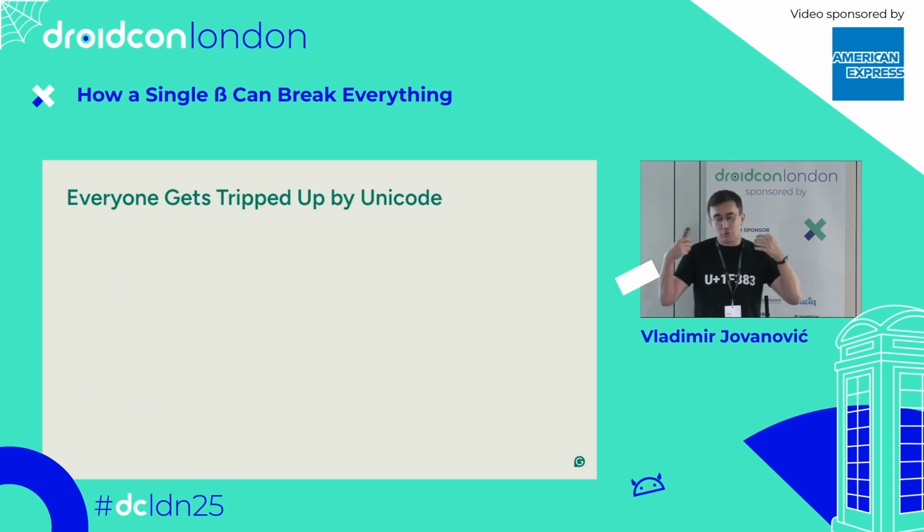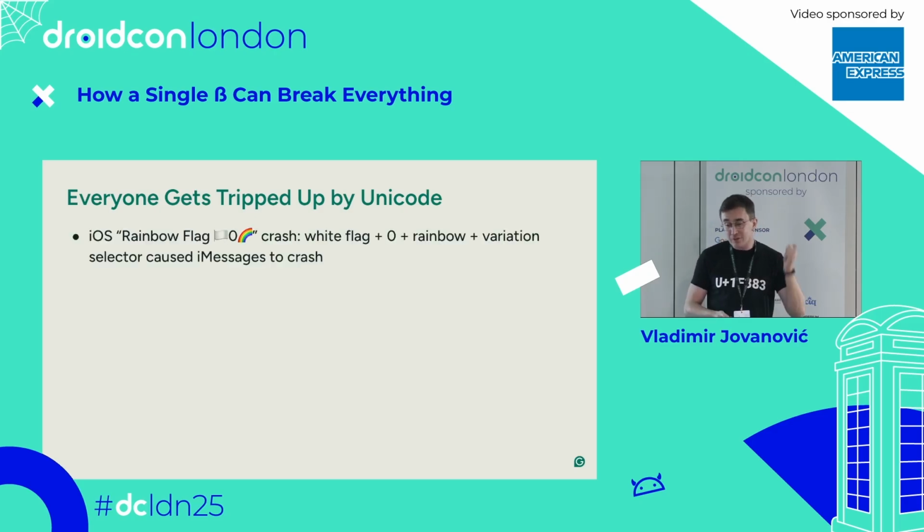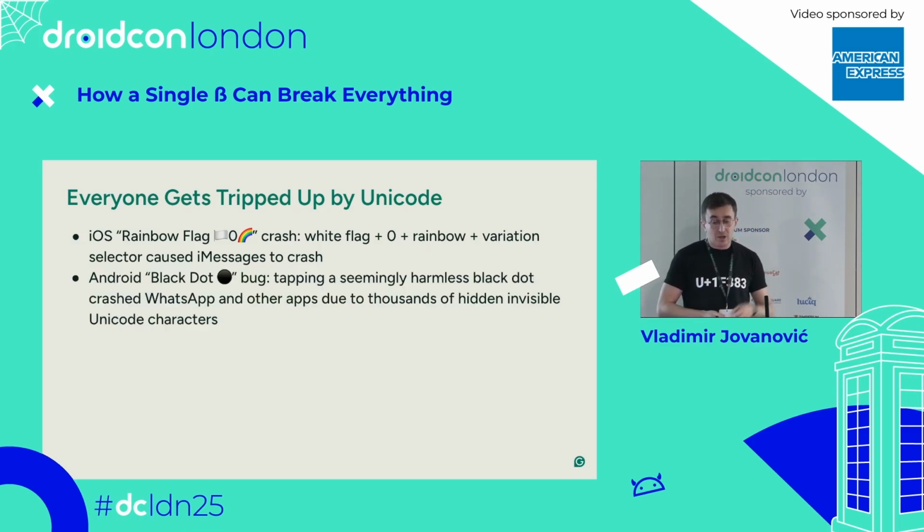But even if you introduce a Unicode bug, don't worry too much. Learn from it, it happens to the best of us. A few years back, a sequence of emojis, a white flag, a 0, and a rainbow with variation selector crashed iPhones when the text renderer could not handle it. Apps like iMessage would just close instantly.